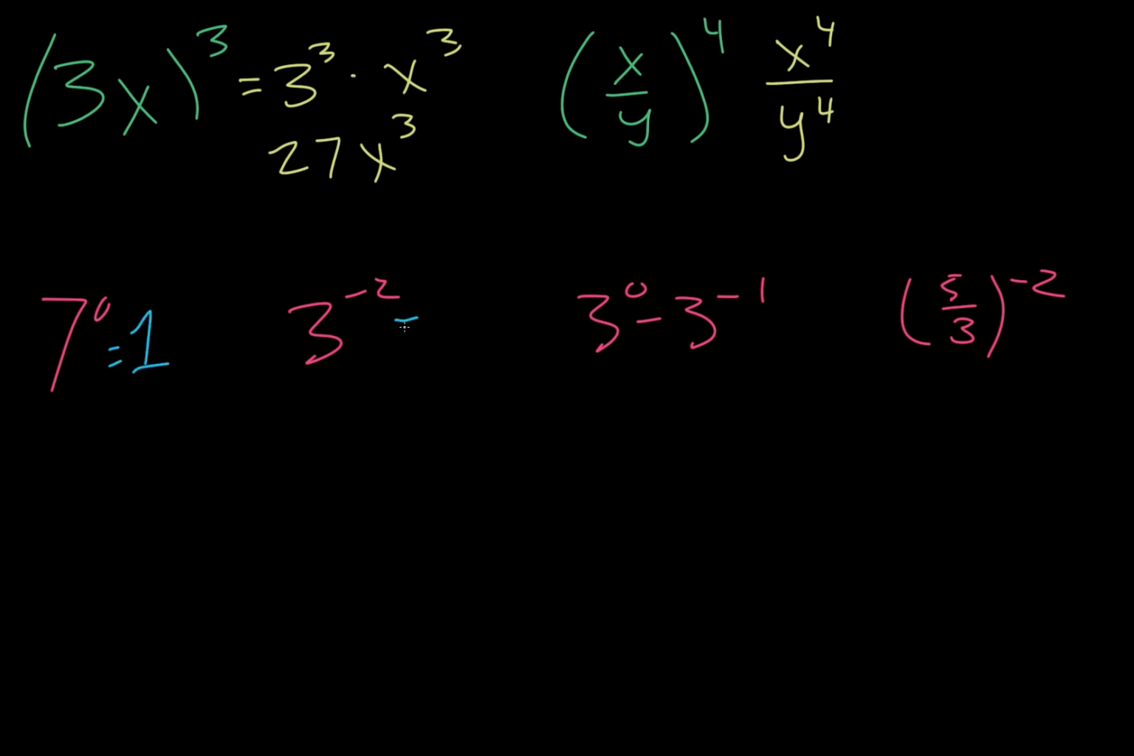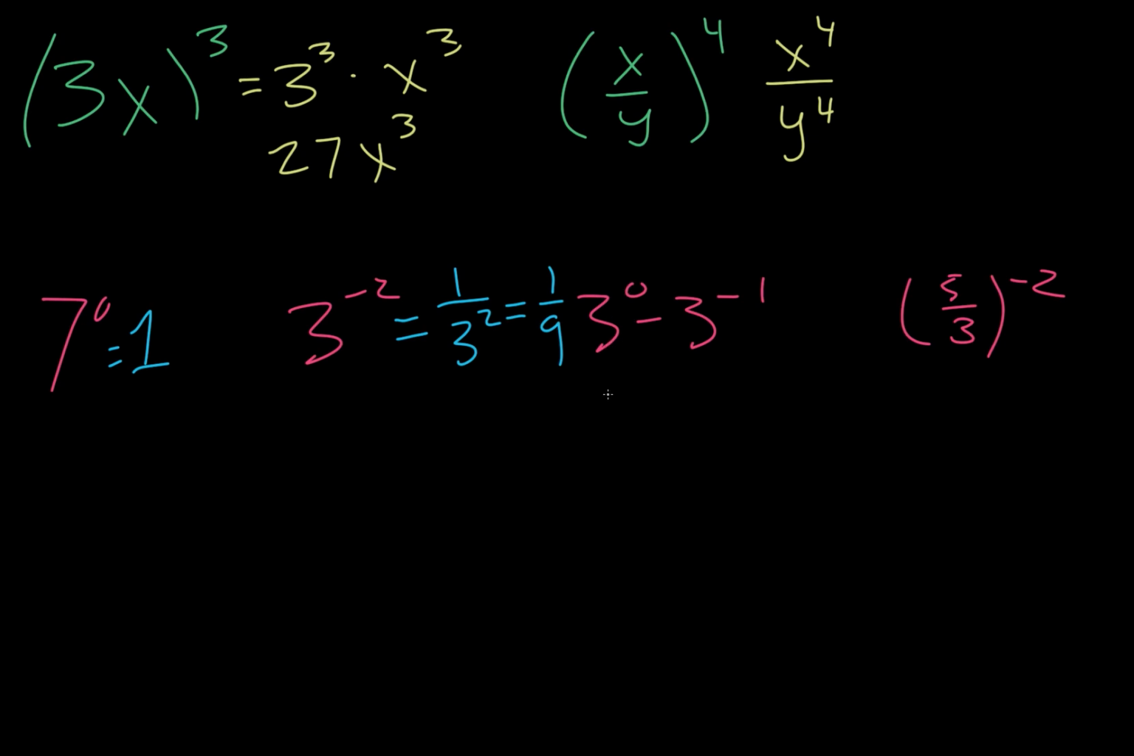This one, we first move it to the bottom, and then we simplify 3 squared, which is going to be 9. So the answer to that one is 1 over 9. Okay, this one I'll do below.